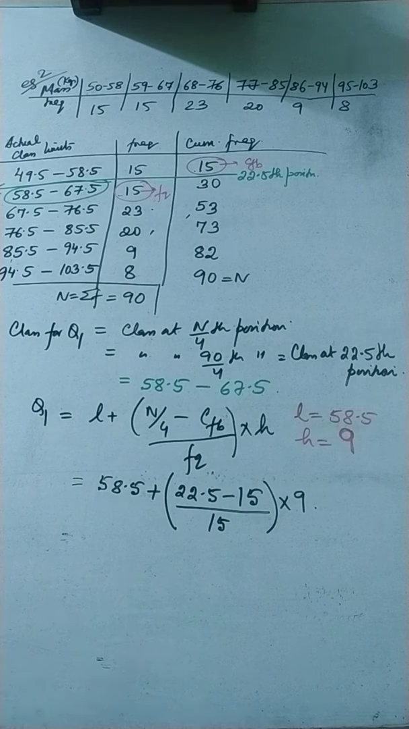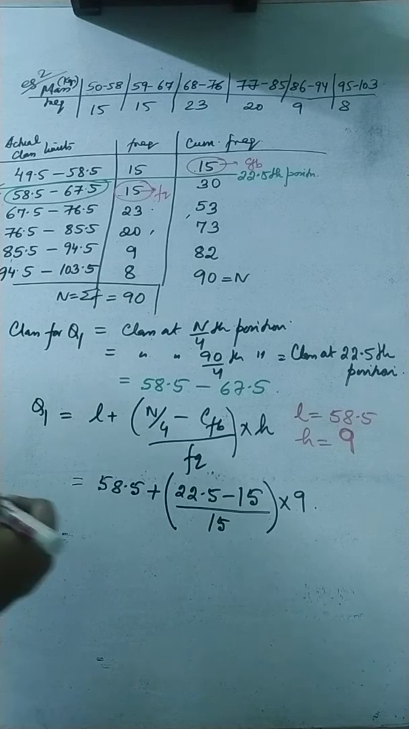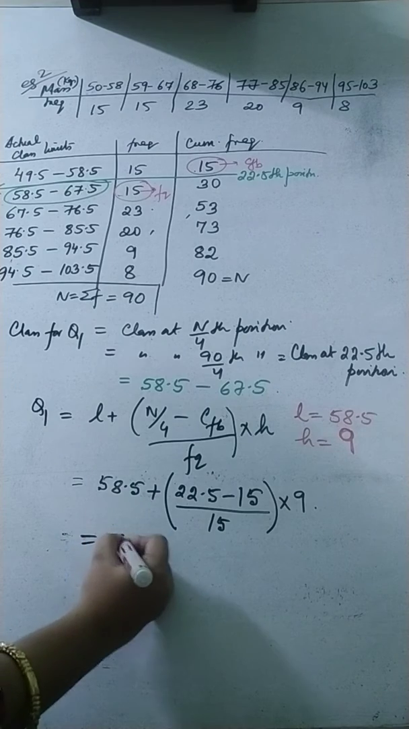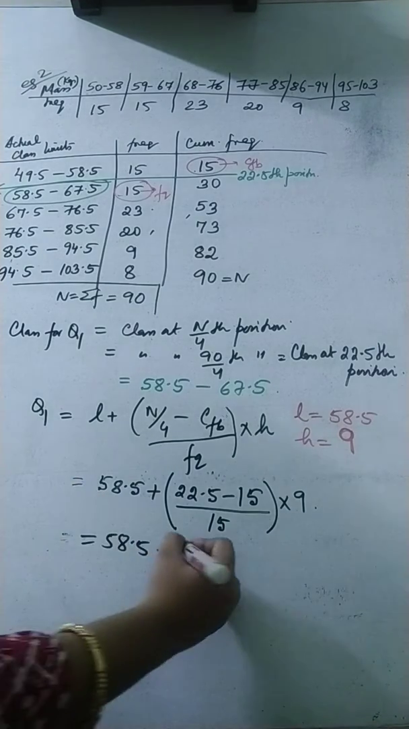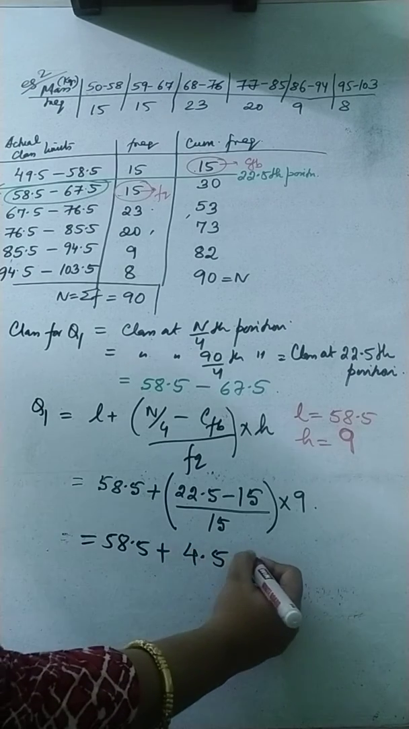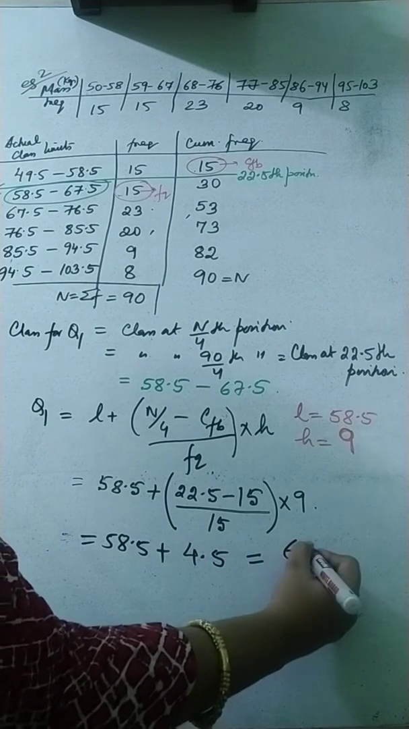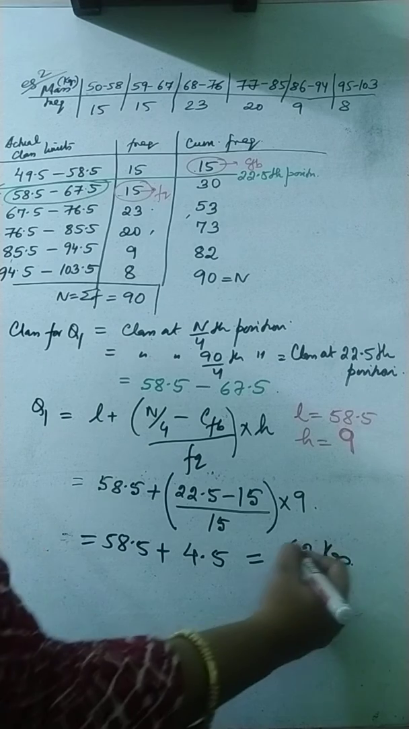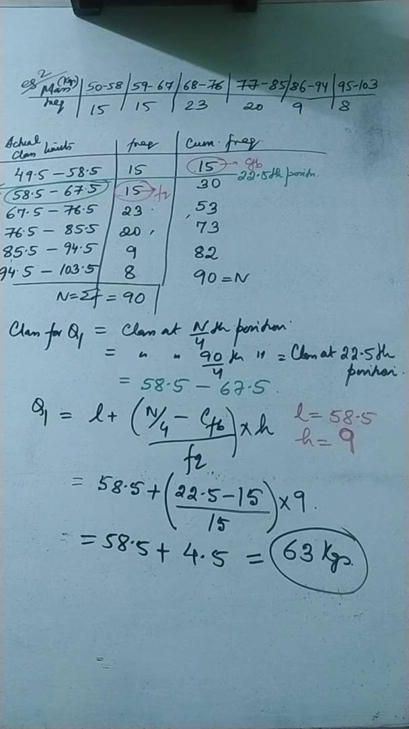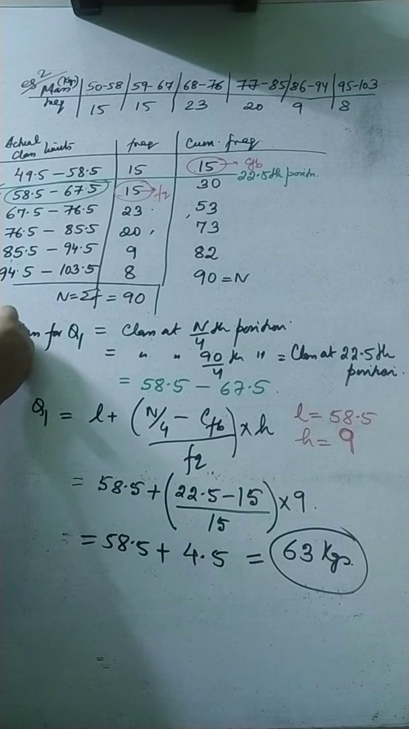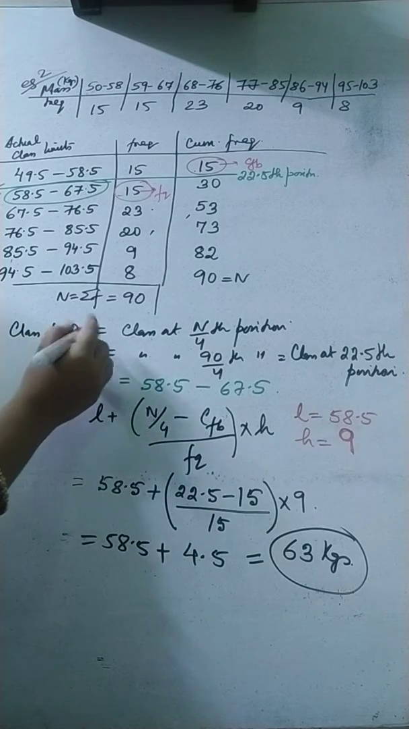So let us do the calculation part. So this is coming to 58.5, and this I think will be, just check, 4.5, so that your answer will be 63 kgs. Okay, so Q1 is 63 kgs. Now let us do Q3. Subpart 2, let us put class for Q3.